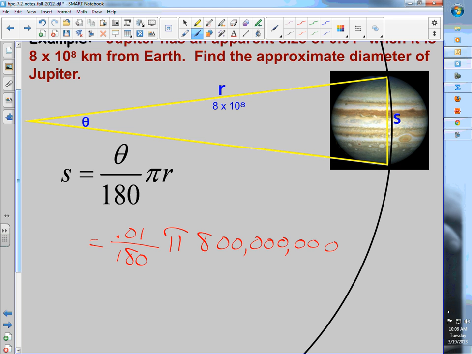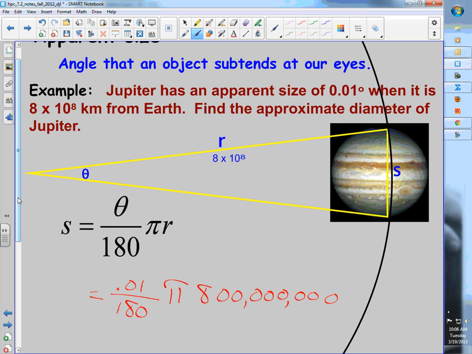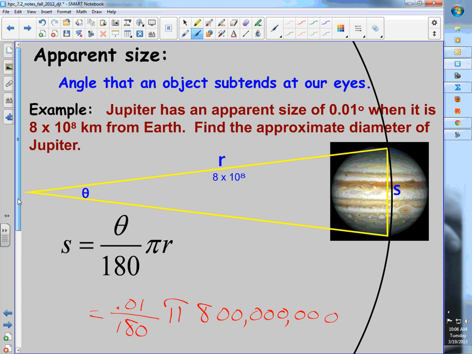So the apparent size is what we're looking for. And remember, the apparent size is the angle that comes from your eyeballs to both sides of Jupiter in this case.